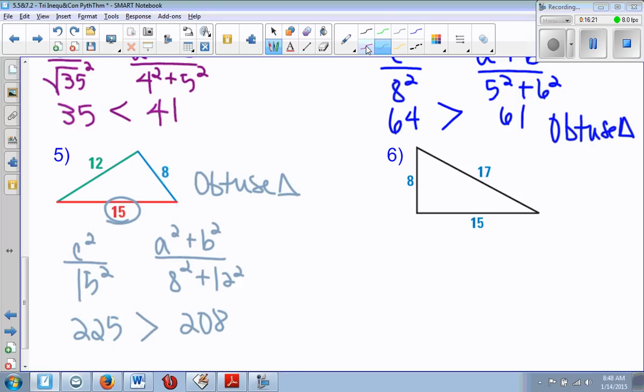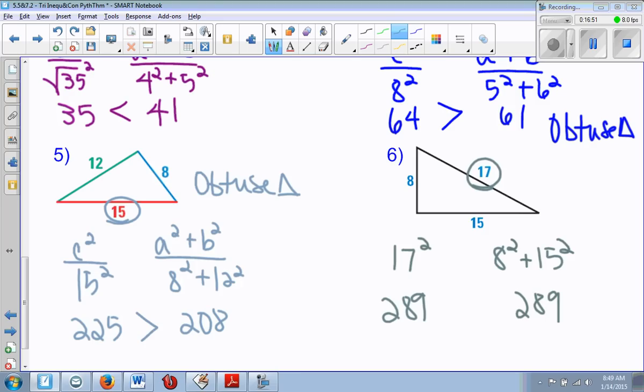Last one. Exact same process though. First thing, 17 is the largest side, so that by itself. 8 and 15 are the smallest sides, so them by themselves. We're going to do some squaring. First thing is 17 squared gives me 289. Squaring the 8 and 15 and then adding them together is going to give me a value of also 289. So in this case, each of them came out the exact same. Since they're equal, that means that this is in fact a right triangle.